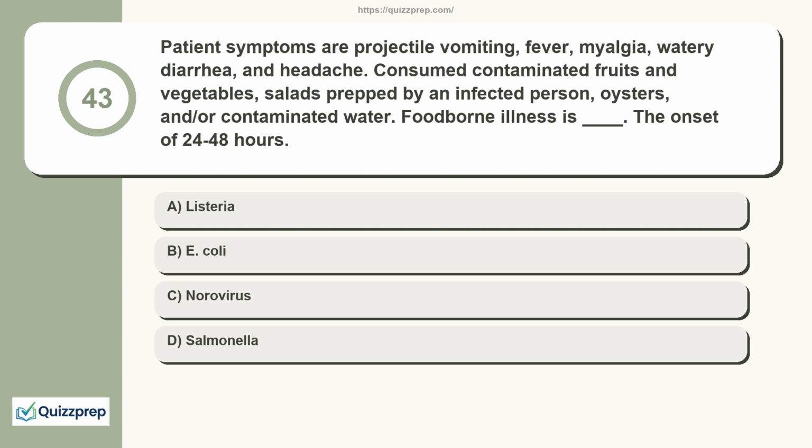Question 43. Patient symptoms are projectile vomiting, fever, myalgia, watery diarrhea, and headache. Consumed contaminated fruits and vegetables, salads prepped by an infected person, oysters, and/or contaminated water. Foodborne illness is _____. The onset of 24 to 48 hours. Listeria, E. coli, norovirus, salmonella.